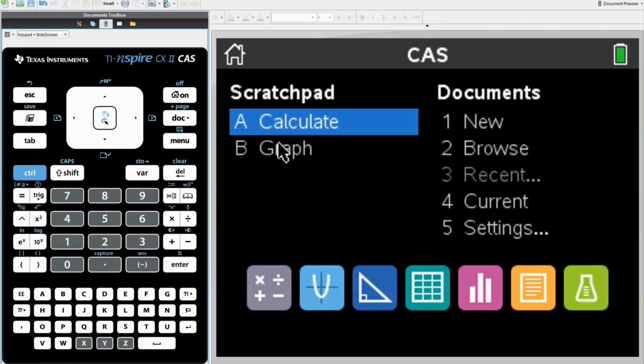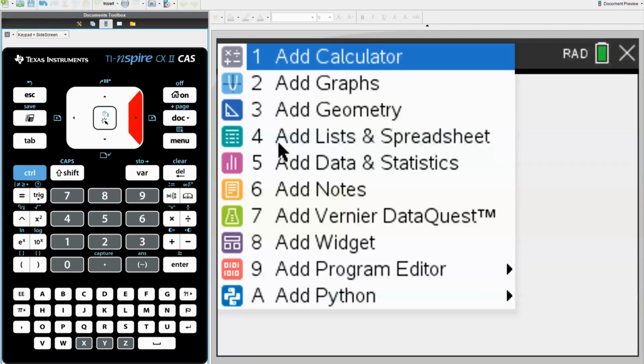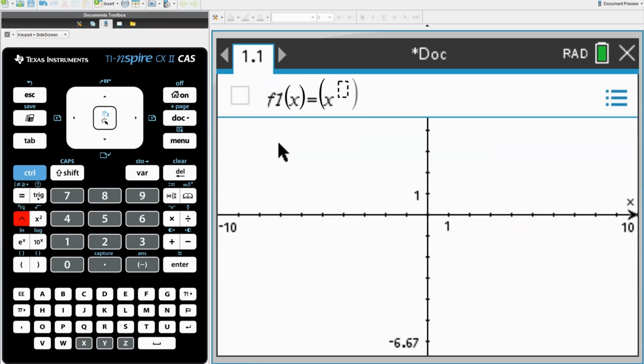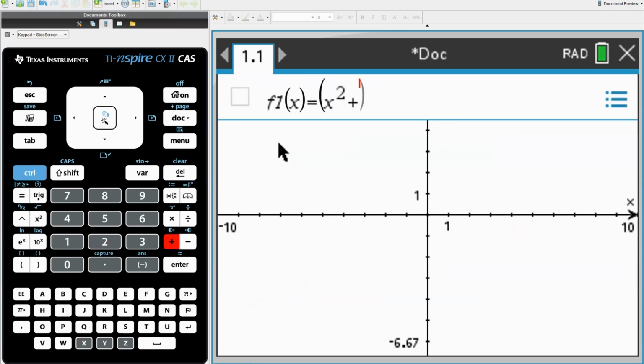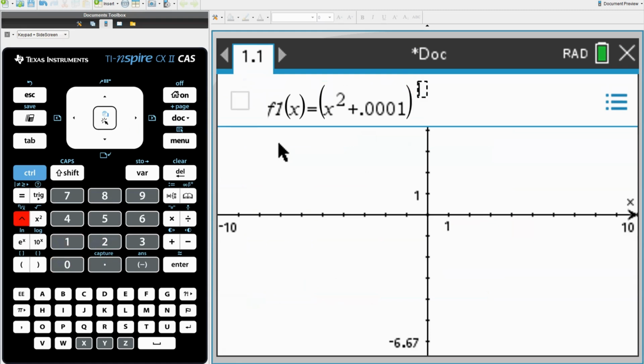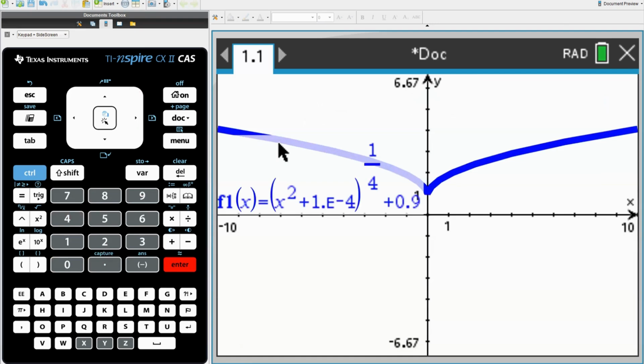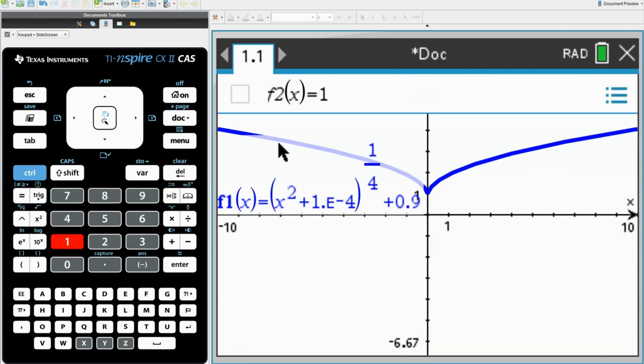Well, let's go to the calculator. Let's take a look at what these two functions look like side by side. Remember, the first function was x squared plus 0.0001, to the power of 1/4, and then at the end of it was 0.9. Gosh, that function almost looks like it doesn't have a derivative. Let's put in the second function. That was just simply y equals 1.